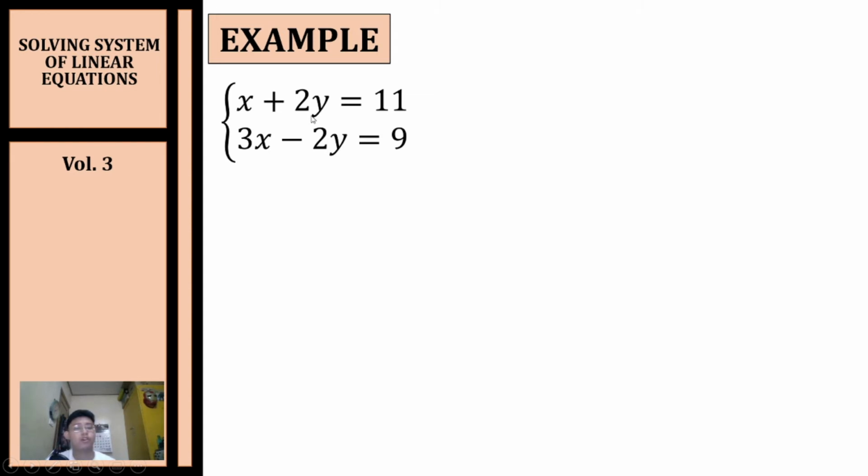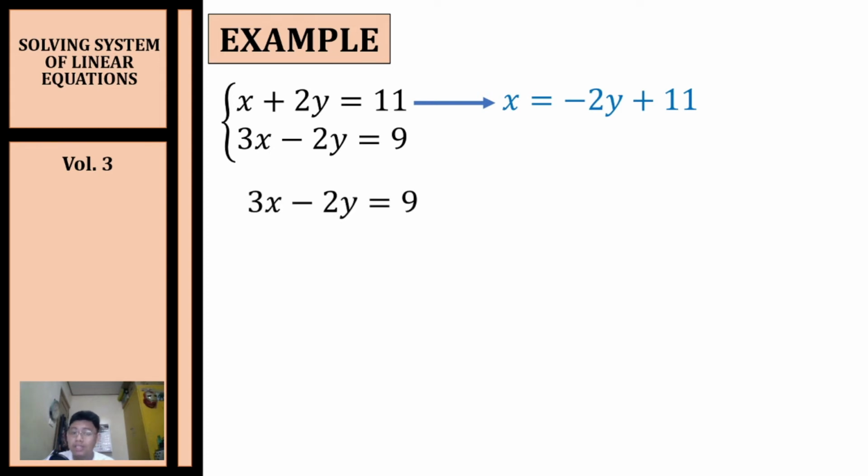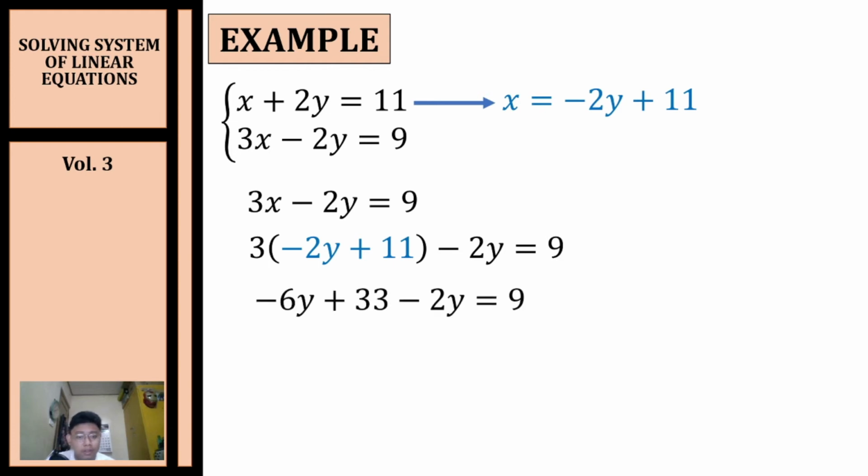Now, let's isolate that variable. So we have x is equal to negative 2y plus 11. We just transfer positive 2y to the other side of the equation, changing its sign. Now that we have our variable isolated, we will use our second equation and replace x with negative 2y plus 11. Substituting, we will have 3 times the quantity negative 2y plus 11 minus 2y is equal to 9. Then, let's apply the distributive property. We will have negative 6y plus 33 minus 2y is equal to 9. Let's combine like terms. We will have negative 8y plus 33 is equal to 9.